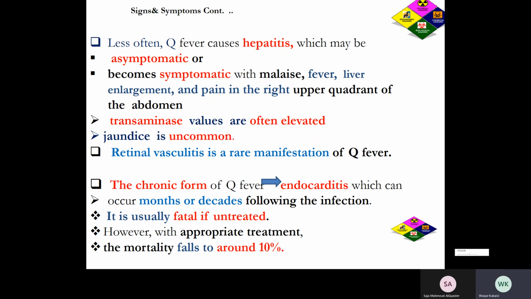That's why it is important to ask about the job of the person. Okay? Not only the current job, but also the previous job. However, with appropriate treatment, though it is life-threatening and of course fatal, the case fatality rate will decrease to up to 10%, but it is fatal if untreated.